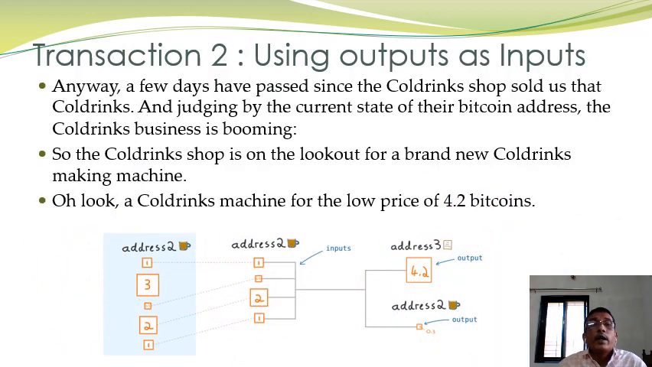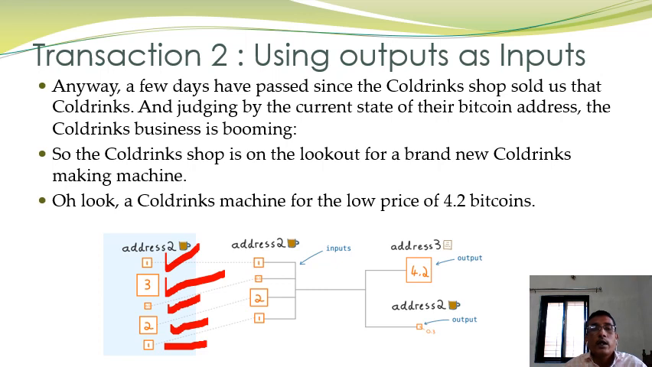So anyway, a few days have passed. The cold drink shop sold those cold drinks. The cold drink business is booming. And other coins are received in address 2 also. You can see initially we transferred one, then the cold drink shop made another transaction, then three coins, and then 0.5 coins, and then two coins, then one coin.